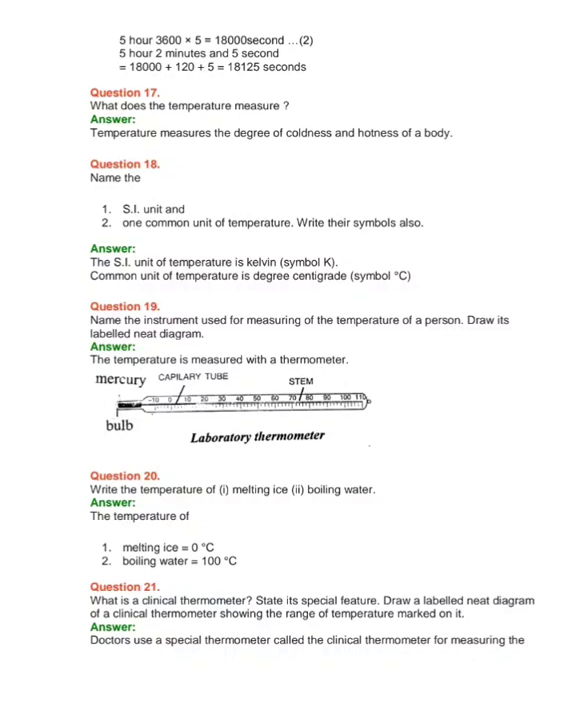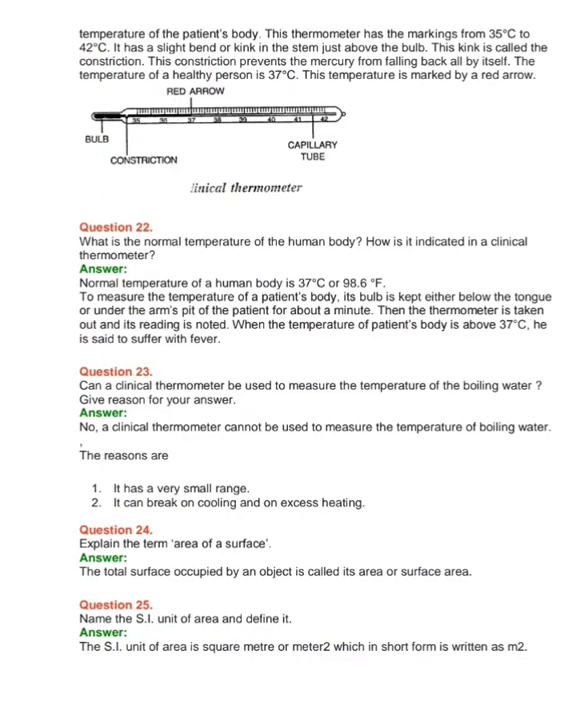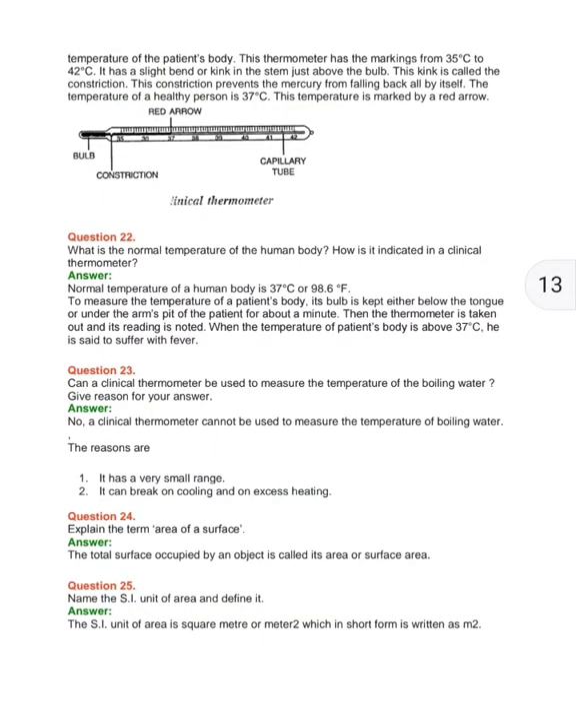Question 21. What is a clinical thermometer? State its special feature. Draw a labeled neat diagram of a clinical thermometer showing the range of temperature marked on it. Answer is doctors use a special thermometer called the clinical thermometer for measuring the temperature of the patient's body. This thermometer has the markings from 35 degrees Celsius to 42 degrees Celsius.